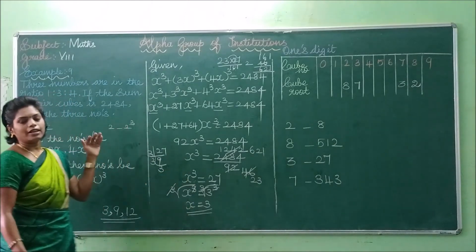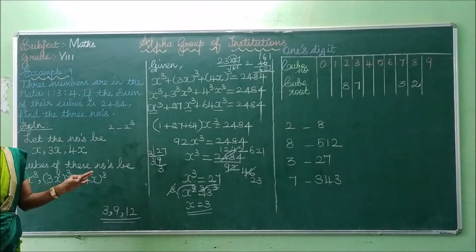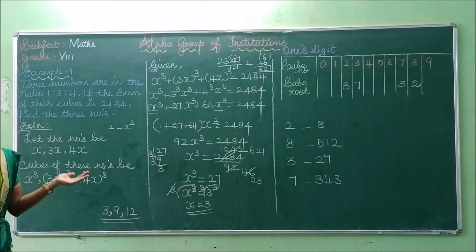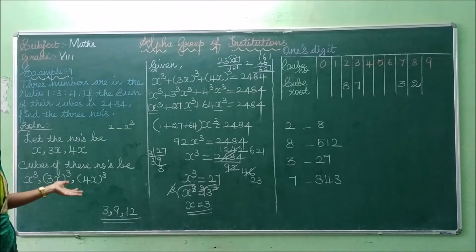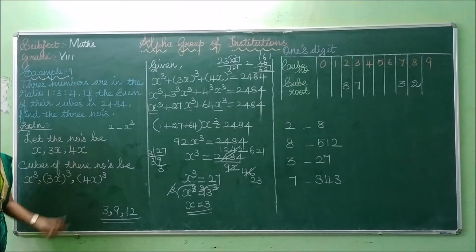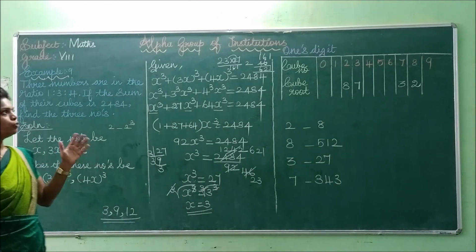So for what value will you get 27? 3 cube is 27. So we need only x, so take the cube root on both sides. The result will be 3. So if one of the numbers is 3, what are the other 2 numbers? You have to substitute here. X is equal to 3, 3 3s are 9, 4 3s are 12.